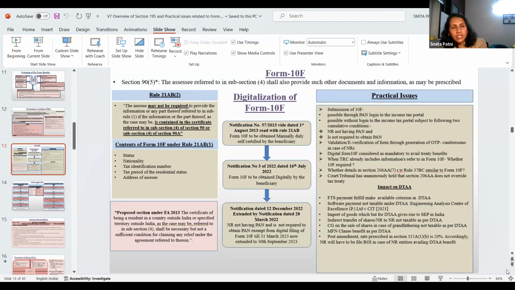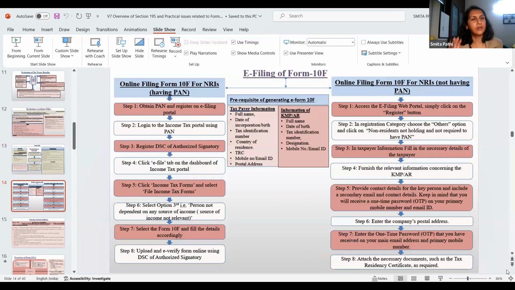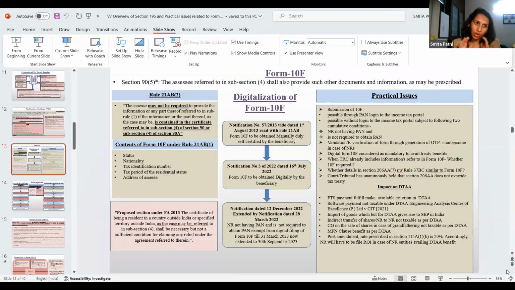Now, what are the practical issues? As already said, this login without PAN can only be done if you are satisfying two conditions, that is, the NR is not having a PAN and he is not required to obtain PAN. If these two cumulative conditions are satisfied, the NRI is saying, "PAN कभी था भी नहीं और PAN चाहिए भी नहीं." So in that case, you can go to the online portal without having PAN. But if you say you do not have a PAN, that is okay, but you are required to have PAN, then you are supposed to take PAN. So this is one controversy which is moving around.